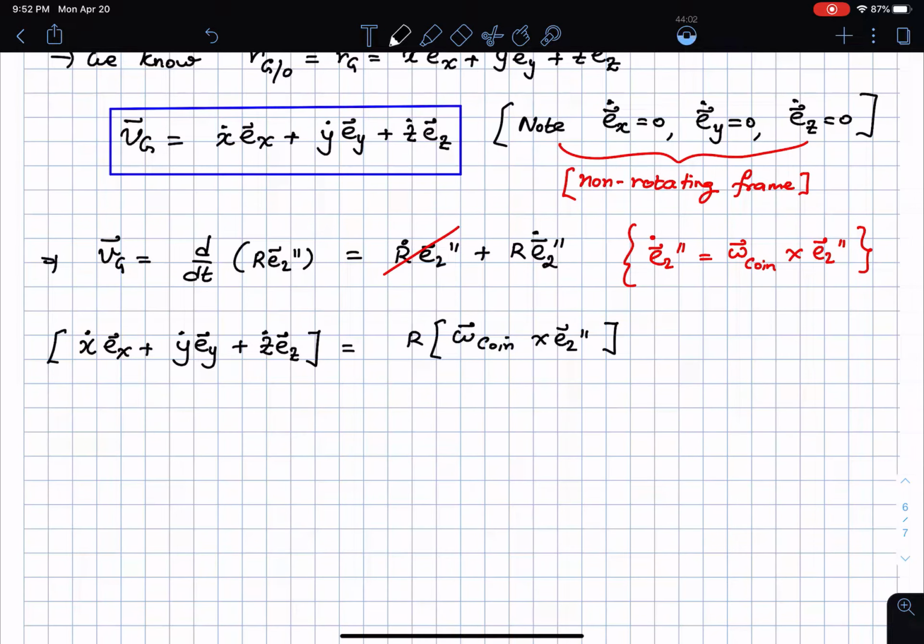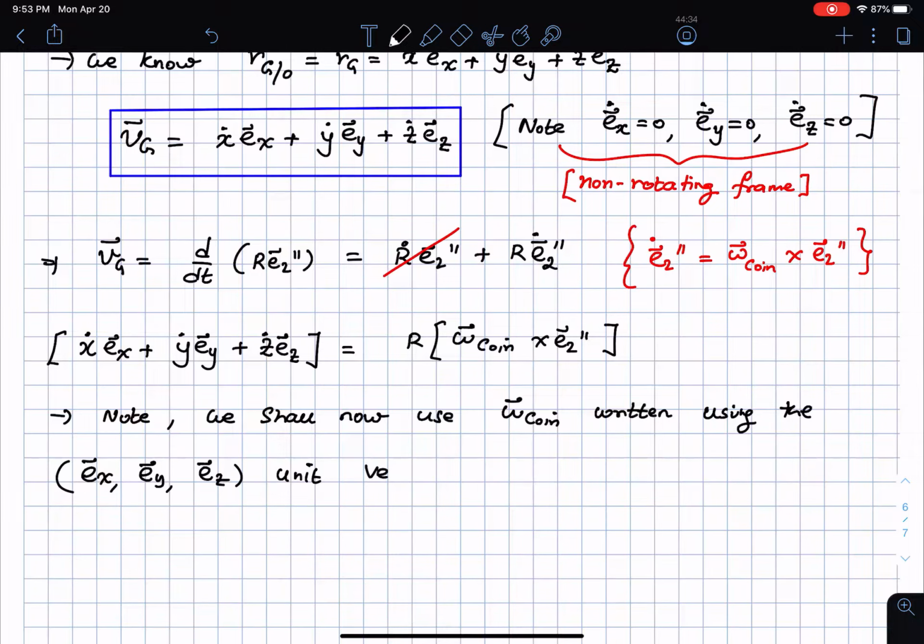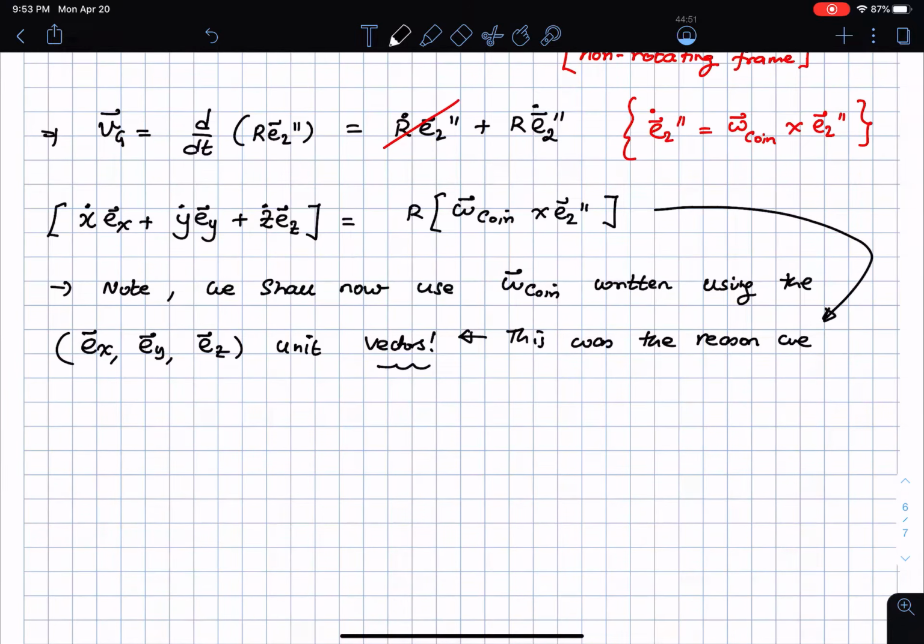Okay, which means that this is going to be omega of the coin crossed with E2 double prime. Now you see that I'm going to bring in the expression for omega of the coin written with respect to the EX, EY, EZ coordinate frame, and this is the reason why we wanted the EX, EY, EZ coordinate frame. Okay, so note, we shall now use omega of the coin written using the Ex, Ey, Ez unit vectors. Right? This was the reason why we had expressed it earlier in that manner. This was the reason, right? This creature here was the reason, because these quantities on the left hand side are in the Ex, Ey, Ez coordinate frame. We want to write everything else on the right hand side in the Ex, Ey, Ez coordinate frame as well.